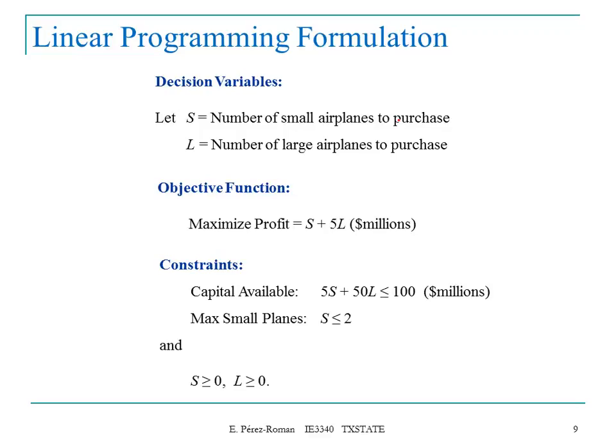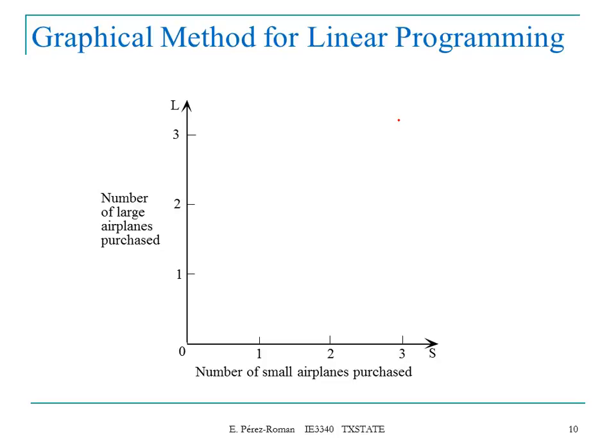So depending on the number of each you're going to buy, you know that the most that you can spend is 100 million. And you also have another constraint, which is basically that you cannot buy more than 2 small airplanes. And in terms of your decision variables, you are making them greater than or equal to 0. Okay, so that's our model.